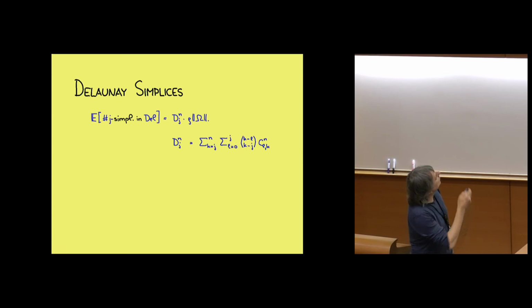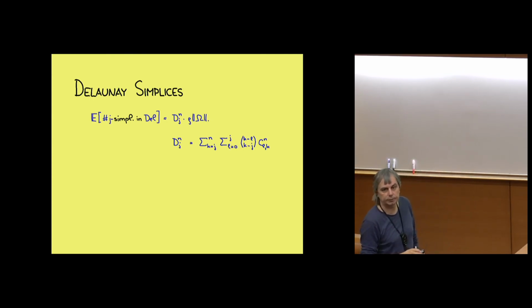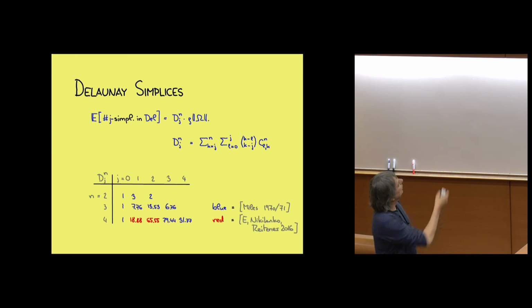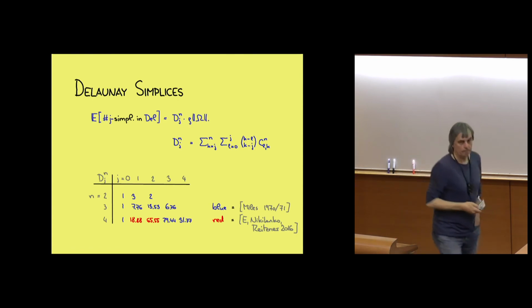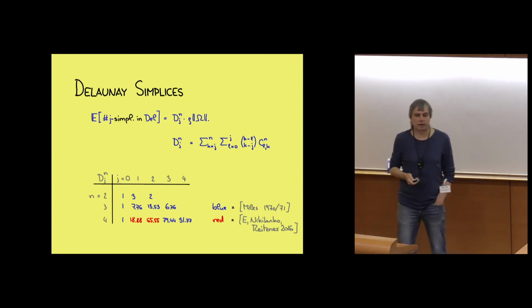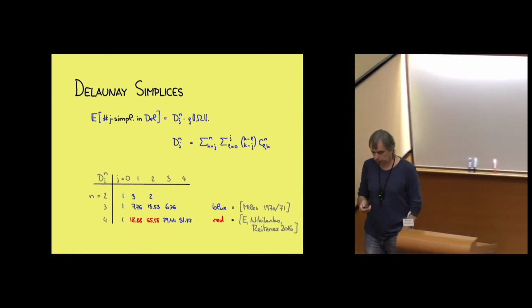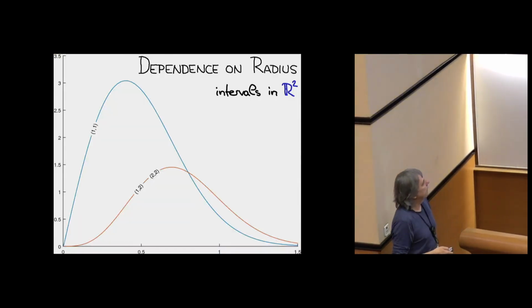What has been known is for the Delaunay simplices. So here is the translation from the intervals to the Delaunay simplices. It's just a formula, and then you get the Delaunay simplices. And Miles had all the blue numbers, and then the red ones are new. And we also got stuck at 4 dimensions. So in 5 dimensions, we were not able to give the right numbers. And I'll tell you in a second why.